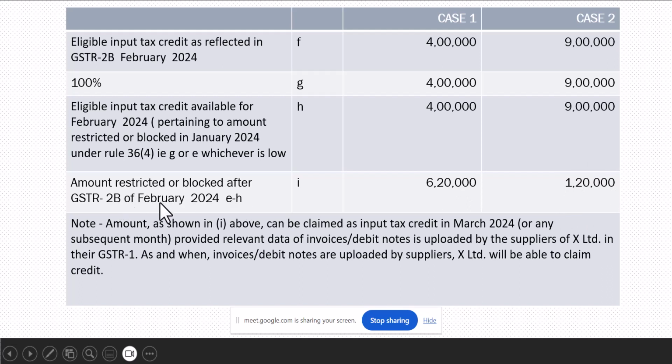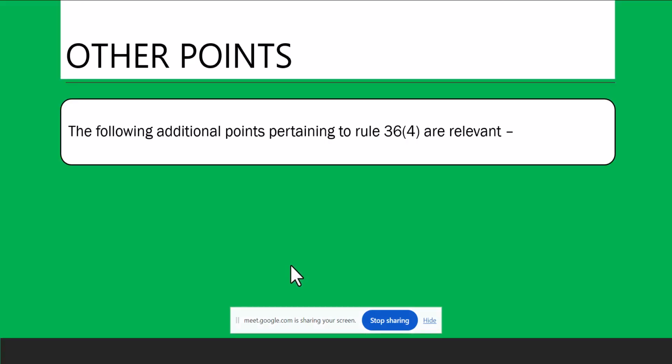Okay, so then in the next month, in the month of March, suppose more people file, he'll get more input credit. Is this okay? Yes, sir. अच्छा चलो अब other points देख लेते हैं.